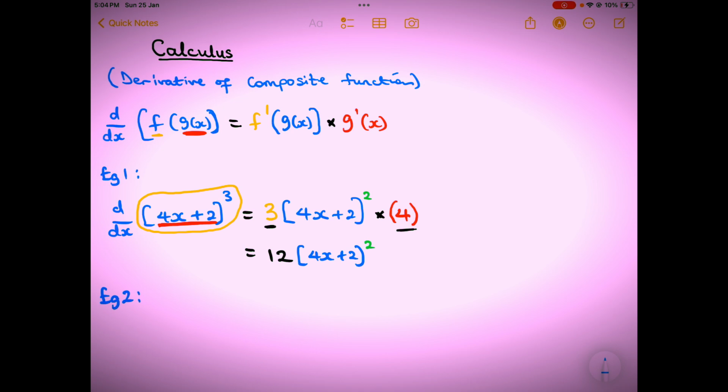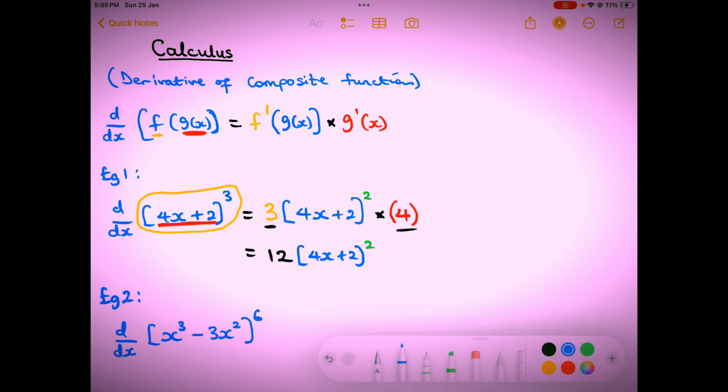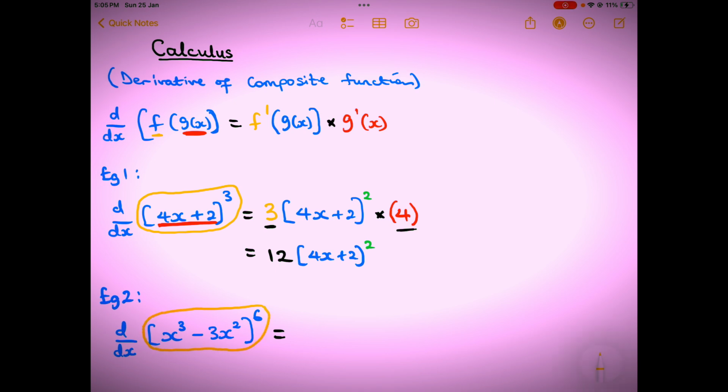Example number 2. d dx of the function x cubed minus 3x squared, I close the bracket, everything to the power of 6. So we follow the steps. Differentiate the outside. All this is my outside function. We differentiate all this using the power rule. So the 6 will be moved down. 6 will move down here.